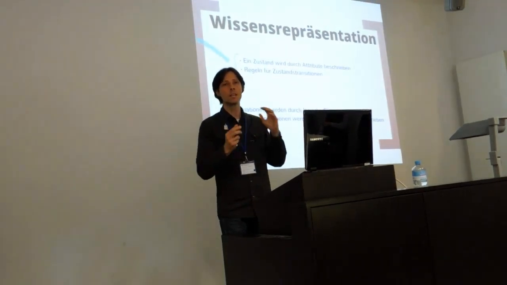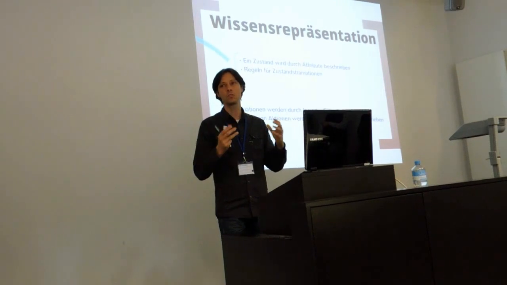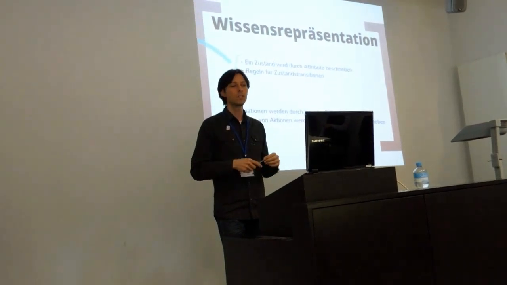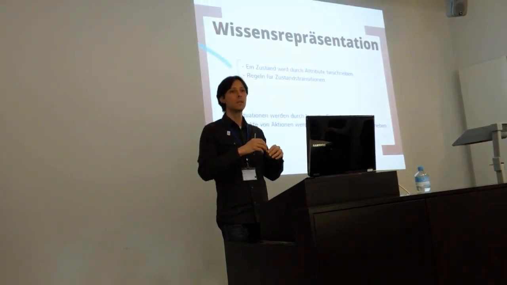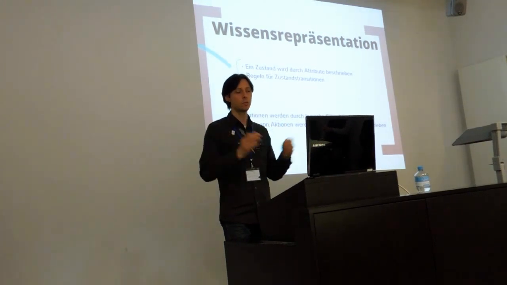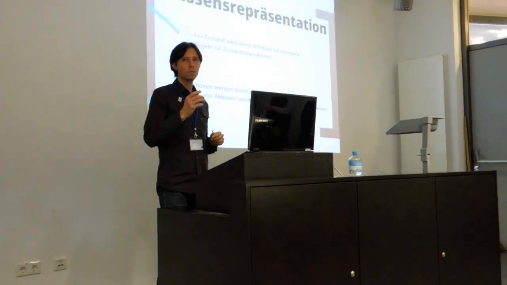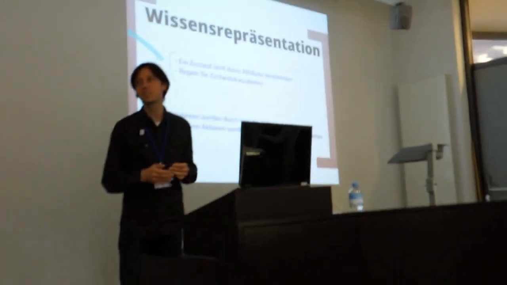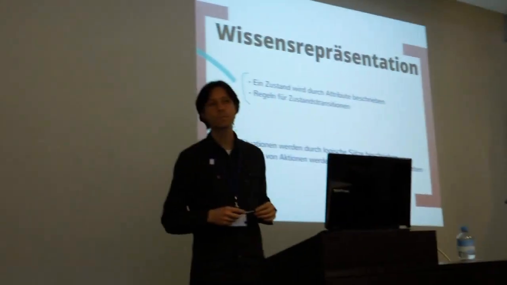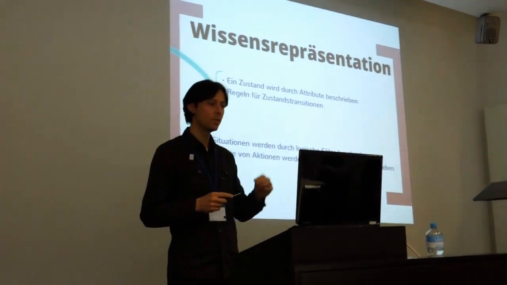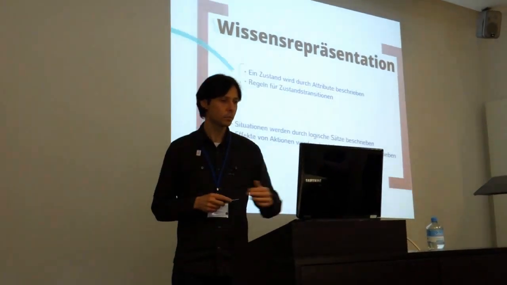So one state might have a certain attribute and another state might not have an attribute. And then all the combinations of whether an attribute is present or not results in a state space, what we call a state space. So also, given certain actions that agents can perform, there are transitions between these states.